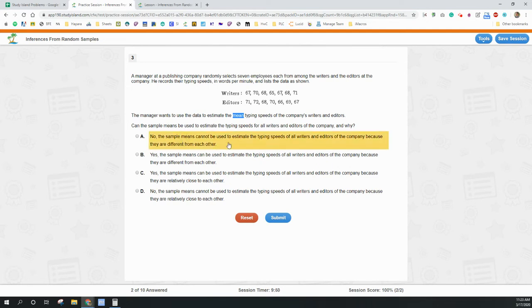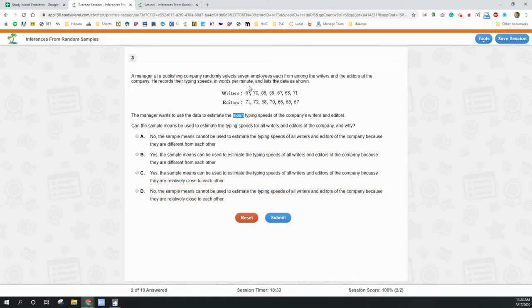So let's look through our choices. A, no, the sample means cannot be used to estimate the typing speeds of all writers and editors of the company because they are different from each other. B, yes, the sample means can be used to estimate the typing speeds of all writers and editors of the company because they are different from each other. C, yes, the sample means can be used to estimate the typing speeds of all writers and editors of the company because they are relatively close to each other. And D is no, the sample means cannot be used to estimate the typing speeds of all the writers and editors of the company because they are relatively close to each other. So you have no, they're different, yes, they're different, yes, they're close, and no, they're close. Those are your 4 options.